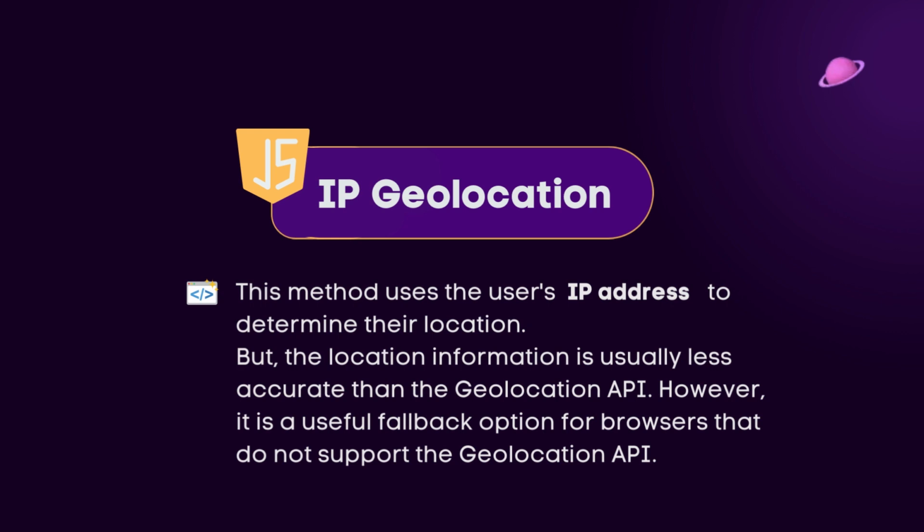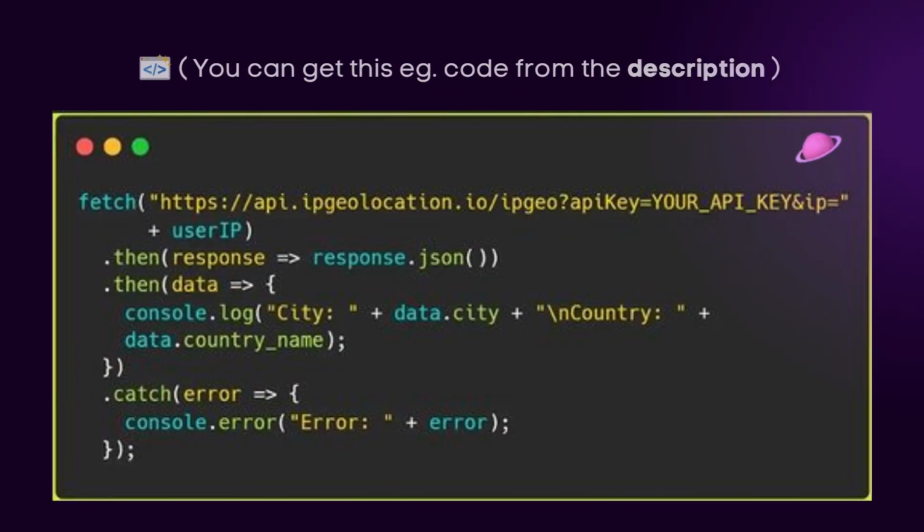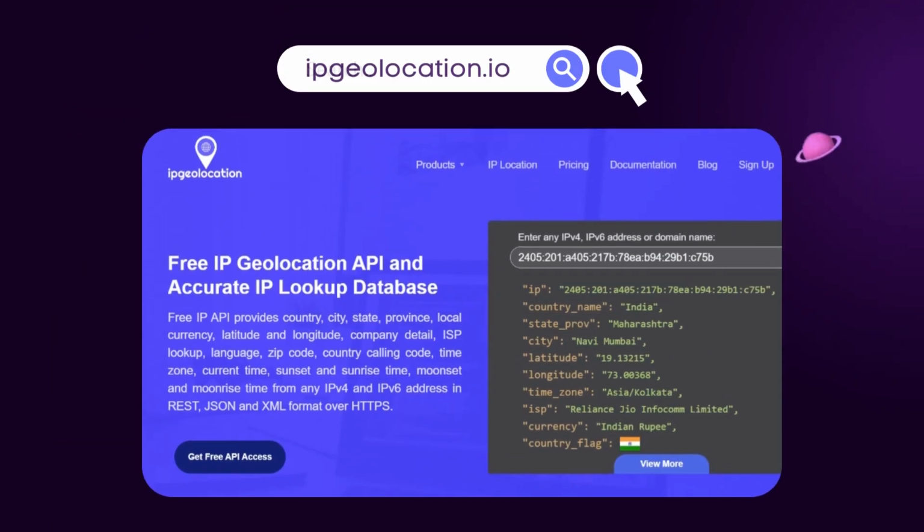Let's have a look at a code example to use this. Here we can see a place where it is written as your API key. You just have to replace this with the API key that you can obtain from the IP geolocation service.